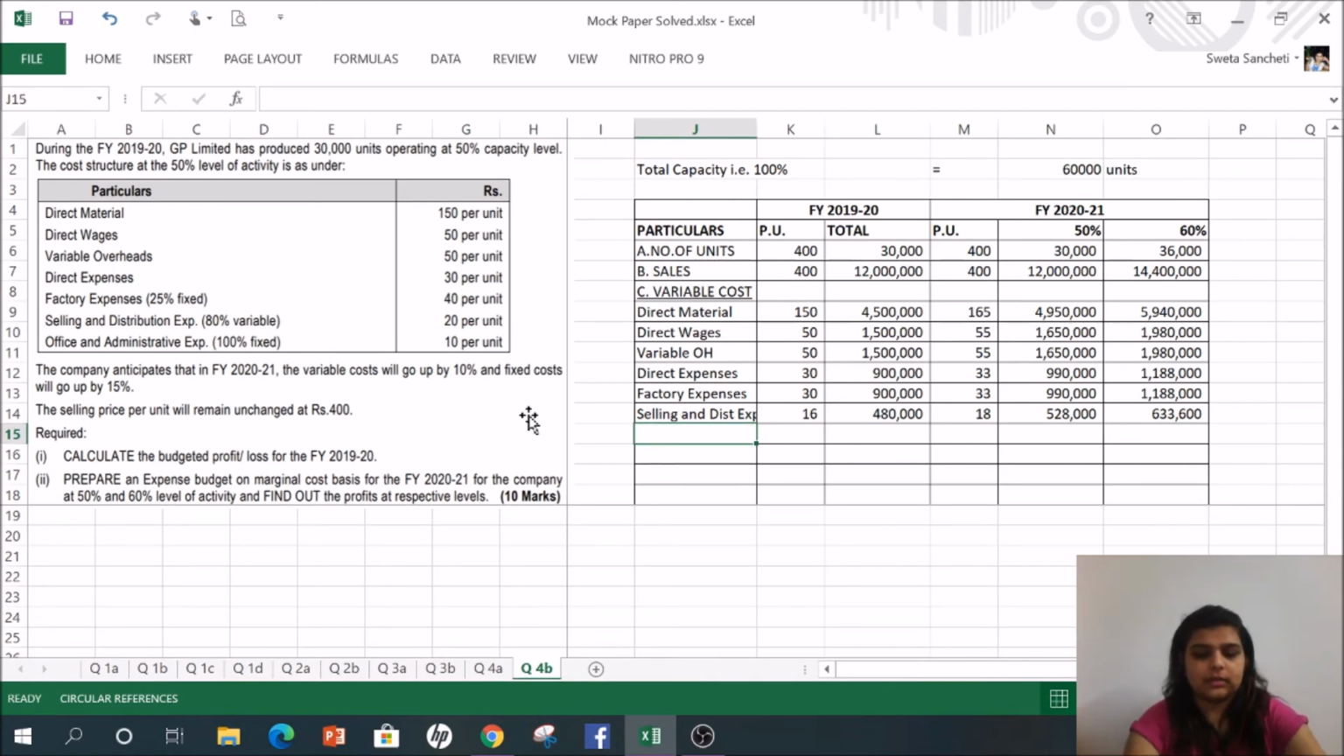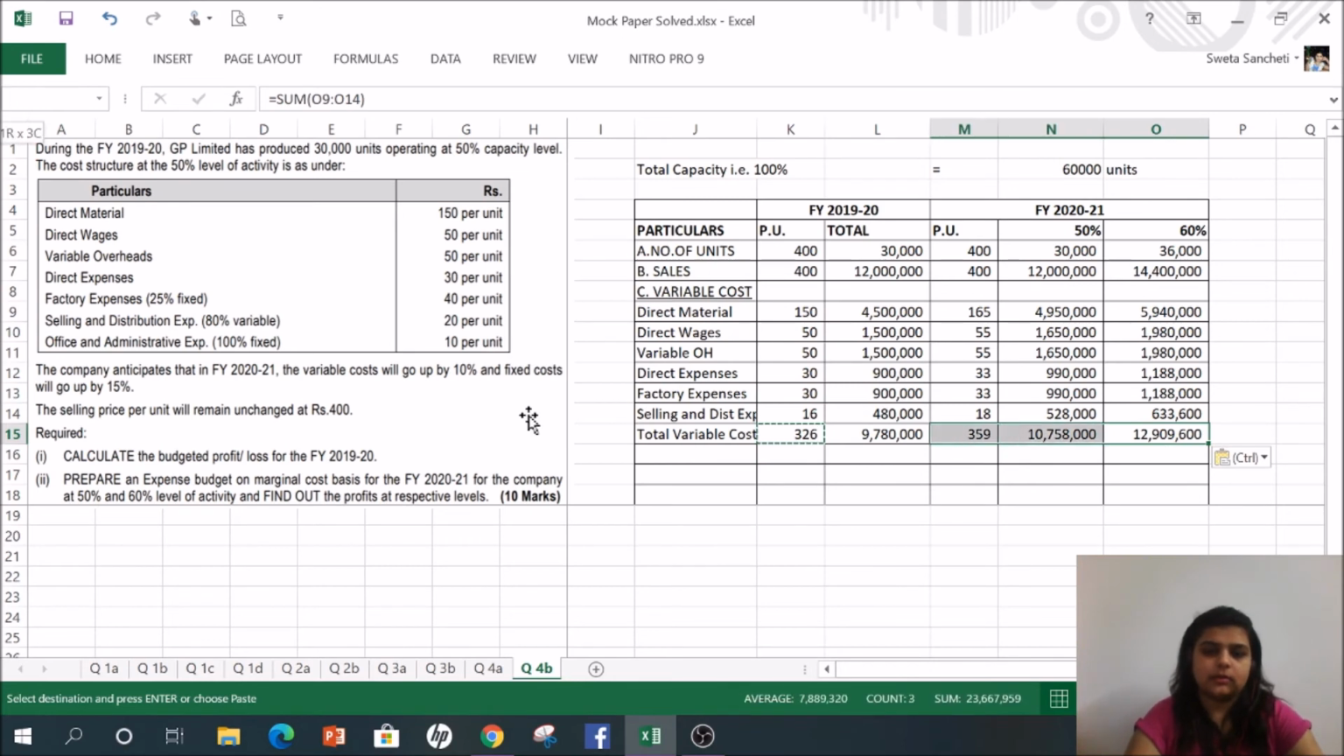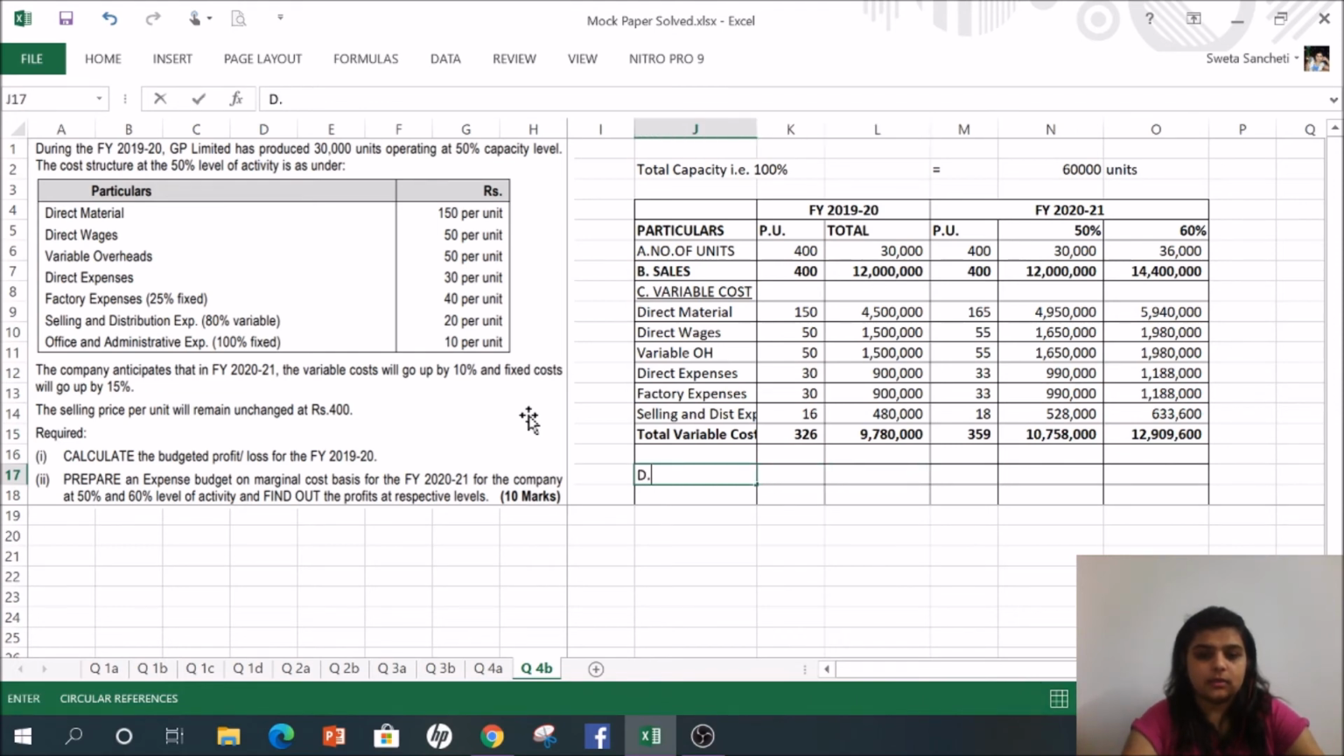So what I get is the total variable cost. Our total variable cost would be this and this. This is our total variable cost and this is our sales. So if I minus our variable cost from our sales, what we get is the contribution, that is sales minus our variable cost. Let's go ahead. We have got our contribution. Next would be fixed cost.